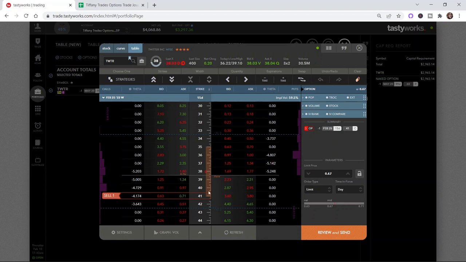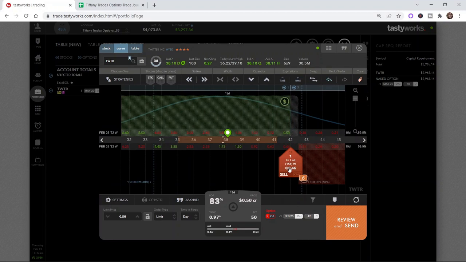In the Tastyworks website version of the platform, it's showing that a 41 strike bid and ask for Twitter is 63 to 72 cents. And if I went to a 40 strike, it's between 92 and 100. If I go to the 42 strike, it's only 50 cents, which is the midpoint. It increases my probability of profit up to 83%. If I chose the 41, it's about 79%.